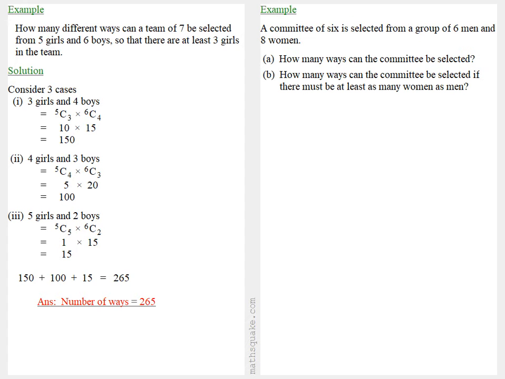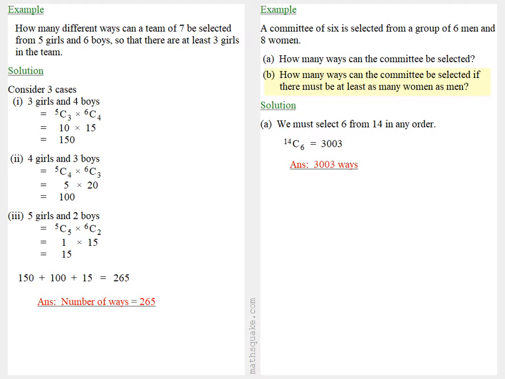In another example, a committee of 6 is selected from a group of 6 men and 8 women. In part A, how many ways can the committee be selected? Well, we must select 6 from 14 in any order. So that is 14C6, which we can work out on a calculator as 3003. So our answer is 3003 ways.